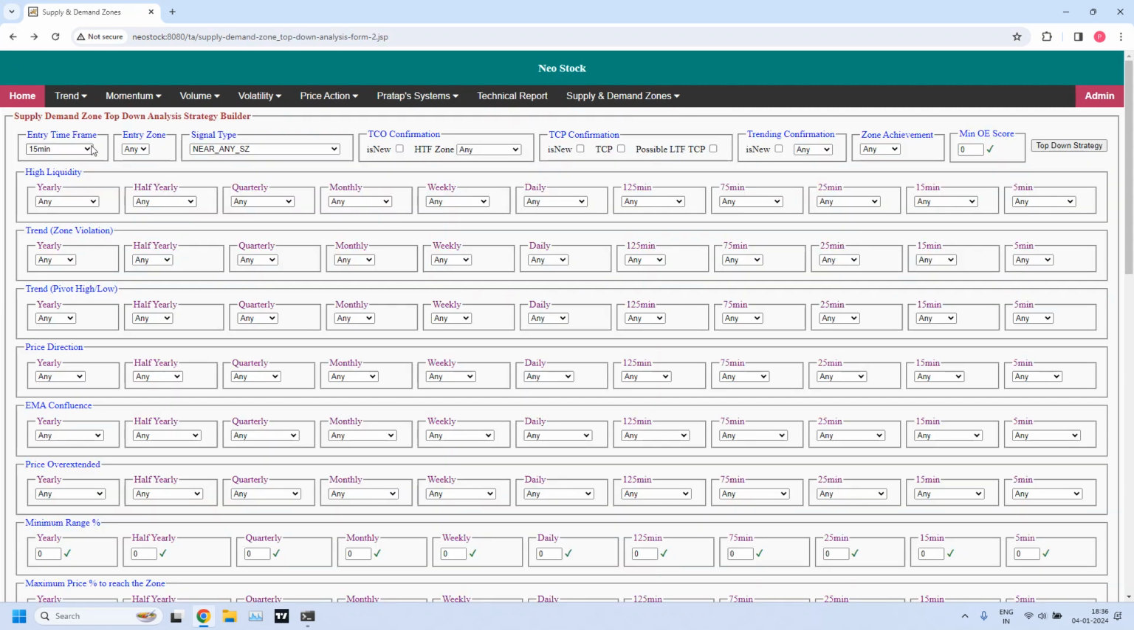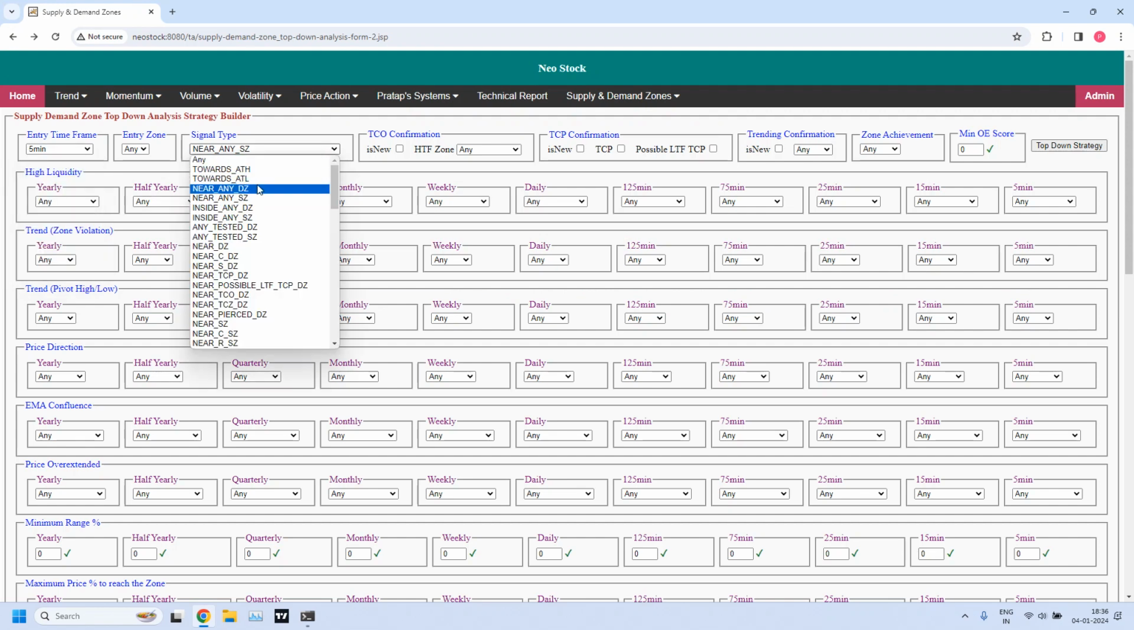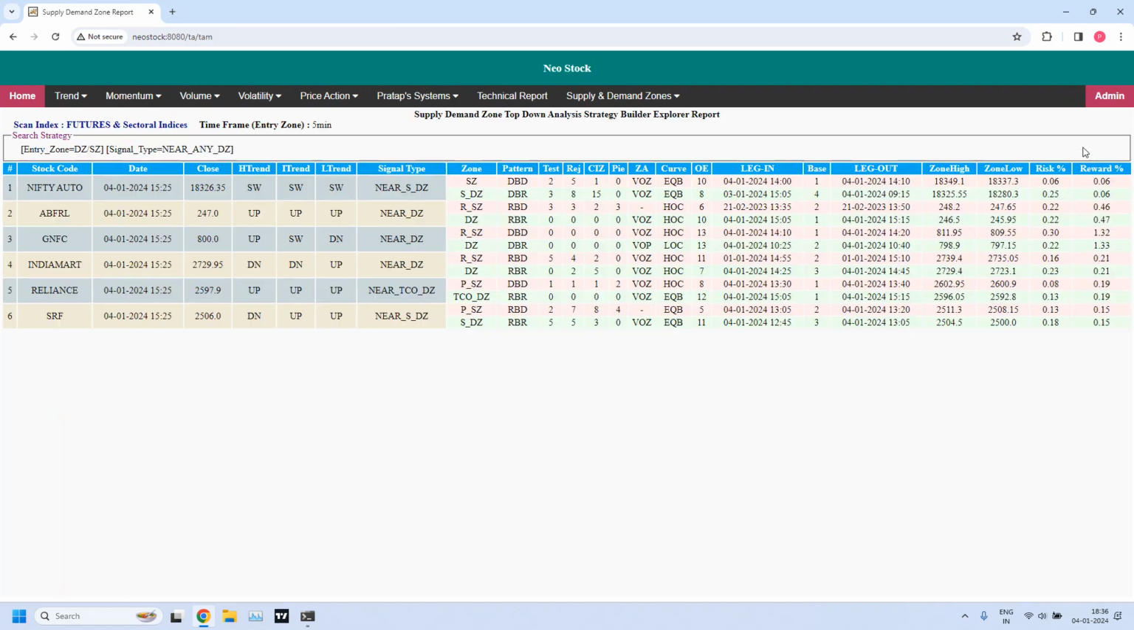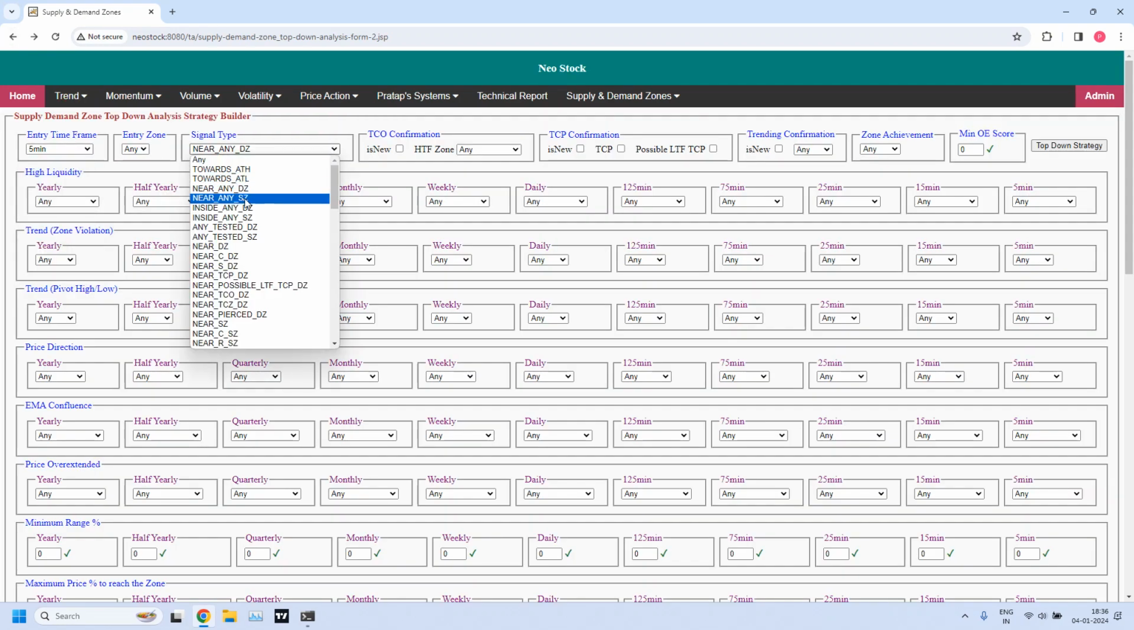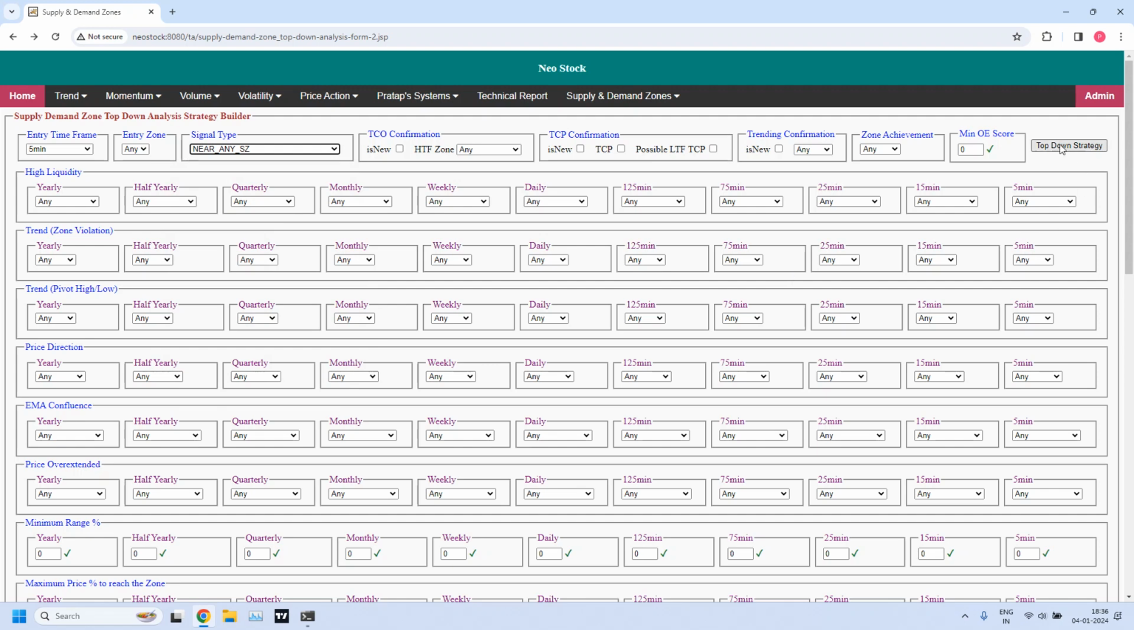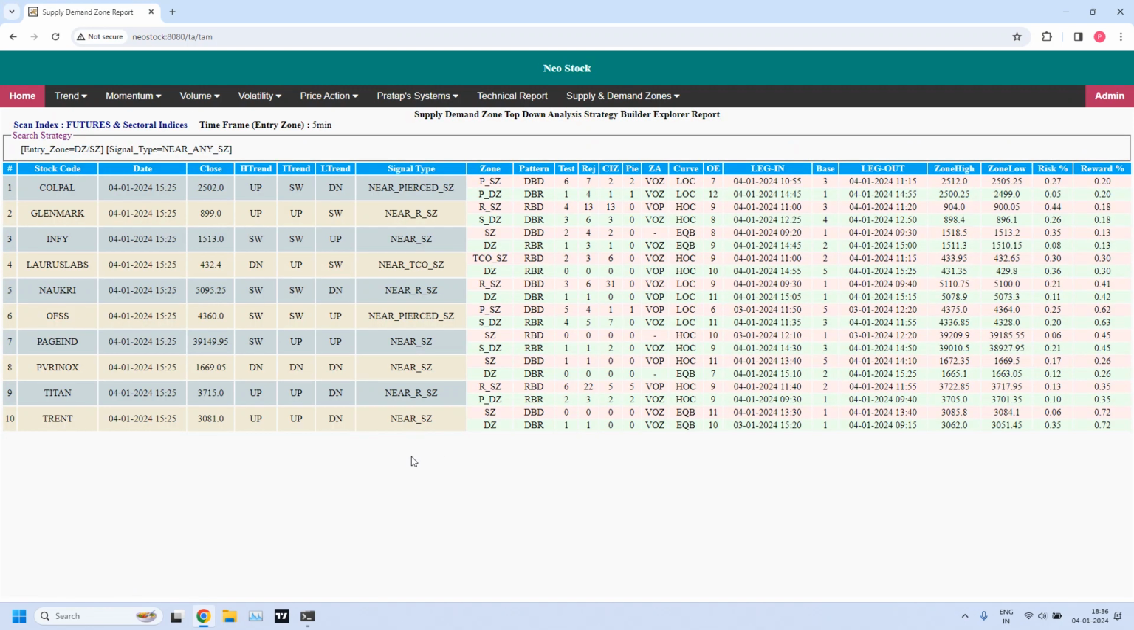Let's go back. Let us change the time frame to 5 minutes. Let us find the stocks near 5 minutes demand zone. 6 stocks are filtered. Let's go back. 5 minutes time frame. Let us find the stocks near 5 minutes supply zone. So 10 stocks are filtered.